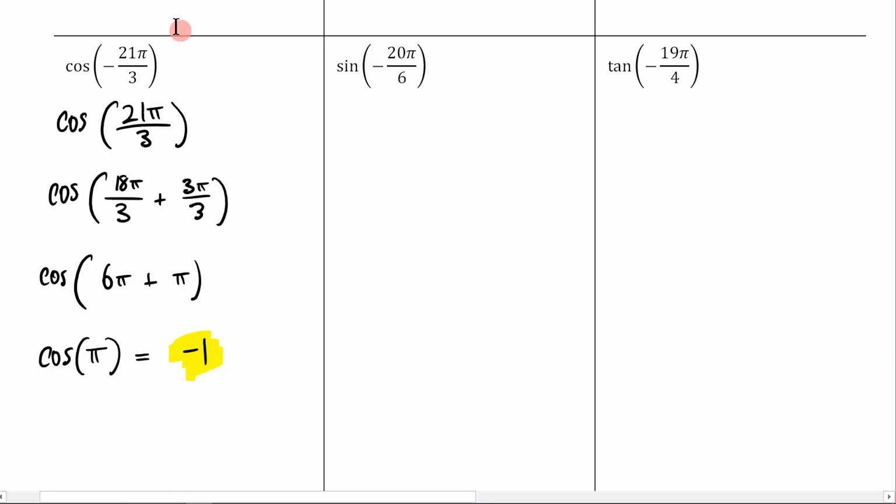Okay, let's go on to our next one. When I've got sine of a negative, that negative needs to come out the front. So I've got this now.